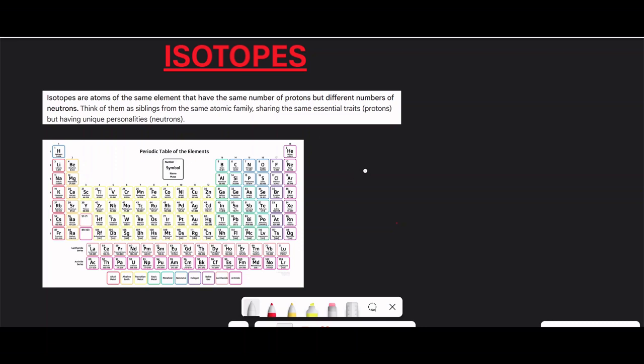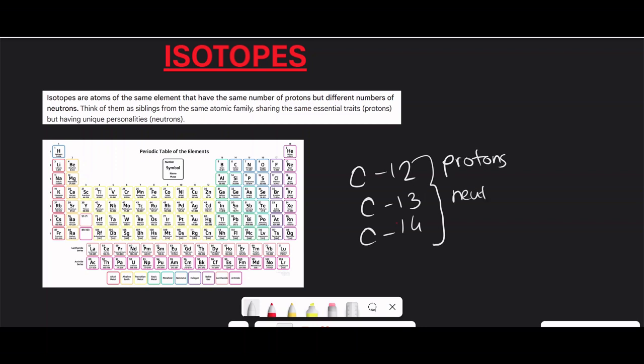So, for example, we have carbon-12. We also have carbon-13. We also have carbon-14. Now, what are the similarities between all these three atoms? It's that they all have the same number of, that's right, protons. So what is different? Well, it's actually the neutrons. They don't have the same number of neutrons, but they do all have the same number of protons. And that's what makes isotopes.